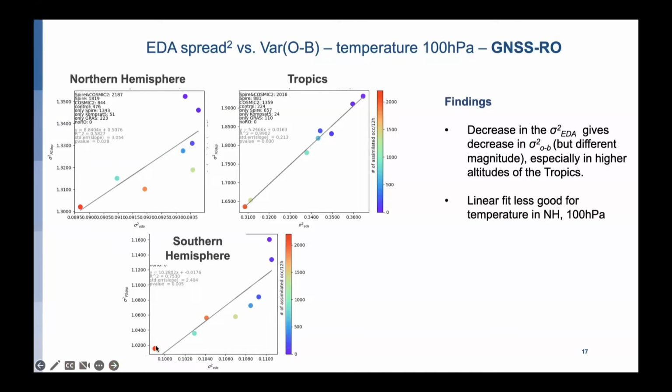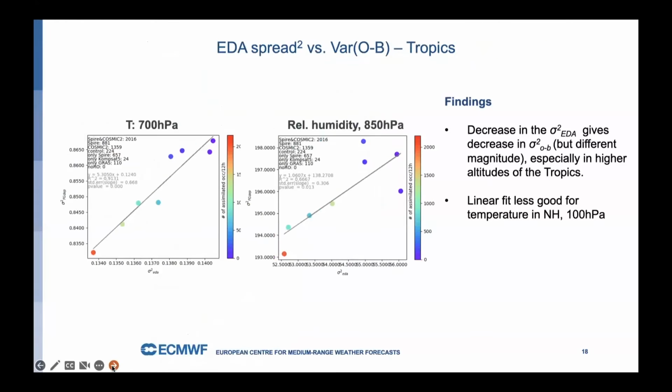The linear fit is less good for temperature in the northern hemisphere, as I just showed you, but you can also do this kind of analysis for relative humidity, for example. And then you do find, for lower altitudes, 700 hectopascal here for temperature, that it's also not as good, especially in the extratropics and also in relative humidity.